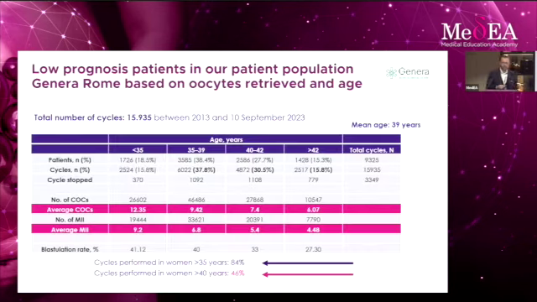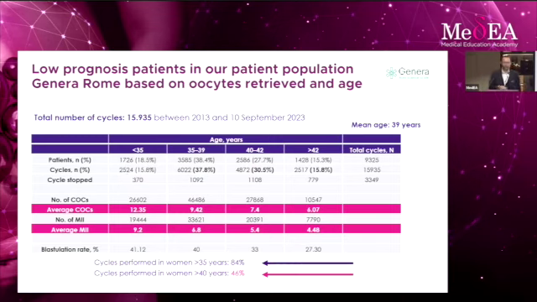This is the picture of my centers. I work in Rome in a big private IVF setting. And here you can see that the majority of the patients that I manage every day, 84%, are patients older than 35 years, and 46% of my patients are older than 40. So this means that every day I manage patients with advanced maternal age, and of course with a low number of eggs. Here you can see the distribution of the eggs according to the age of the patients, and also the percentage of the patient population.